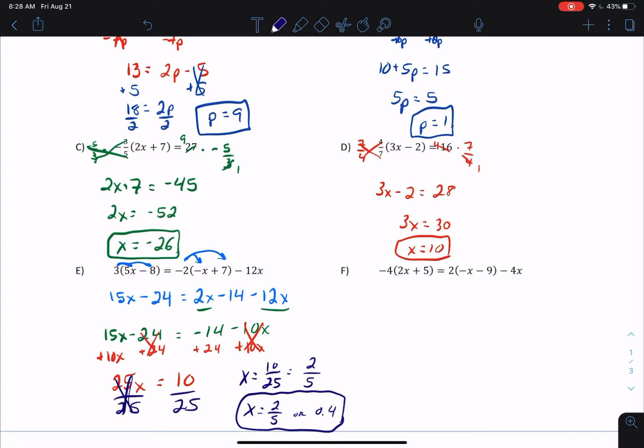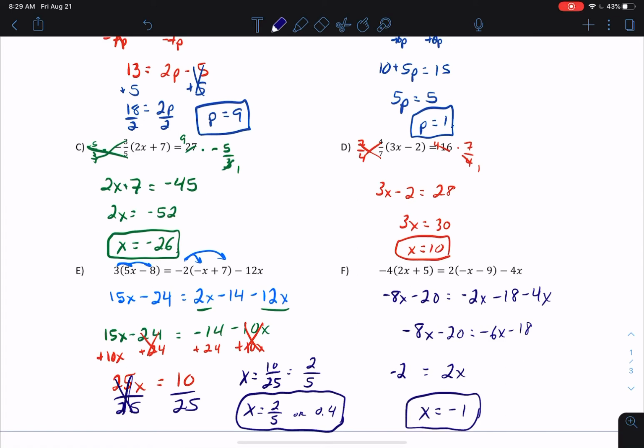Okay? Go ahead and pause the video, try out letter F, and check your work. And we should end up with x equals -1. Okay, that's going to wrap up this video.